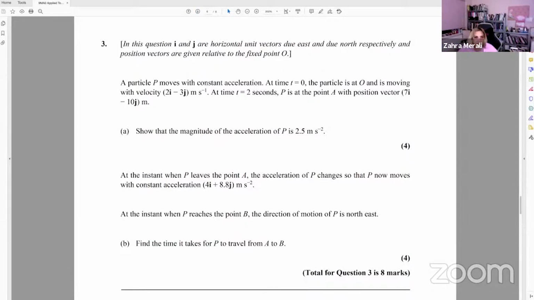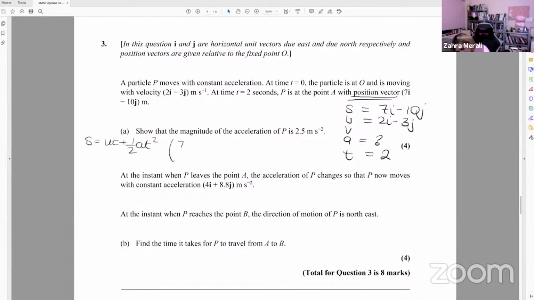These are all vectors and these all look a bit familiar. So they all start to look the same after a while. At time t equals 0, it's moving at time t. Position vector is essentially our s in SUVAT. So we've got 7i minus 10j, we've got an initial velocity of 2i minus 3j, and we've got t equals 2, and we're trying to find a. So we're going to use s equals ut plus a half at squared.